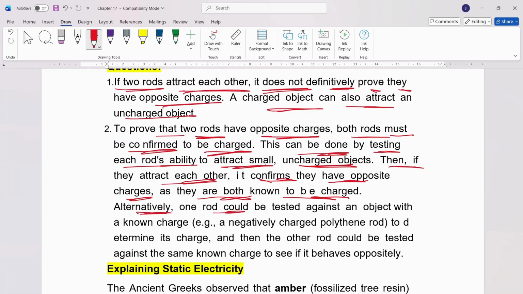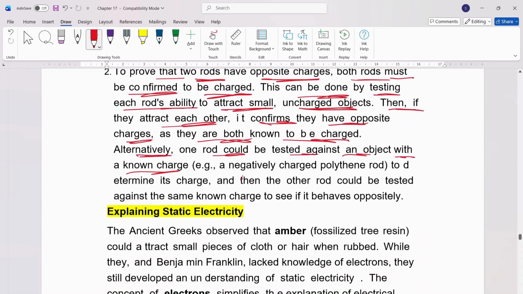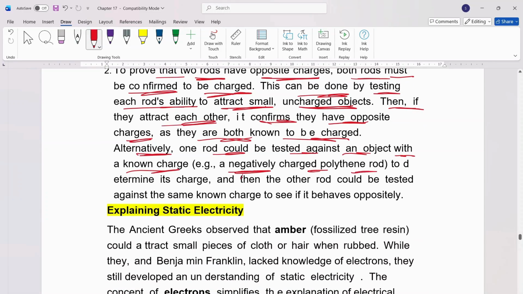Alternatively, one rod could be tested against an object with a known charge, for example, a negatively charged polythene rod, to determine its charge, and then the other rod could be tested against the same known charge to see if it behaves oppositely.